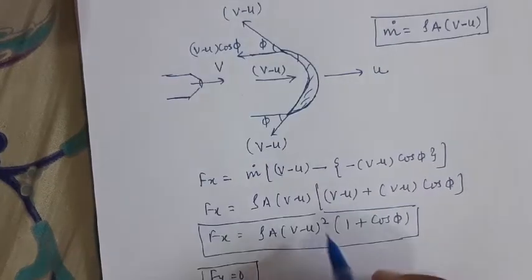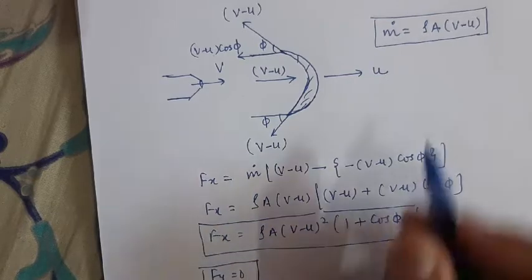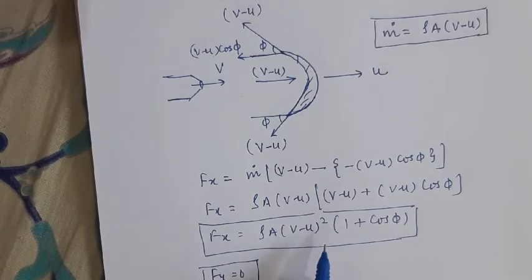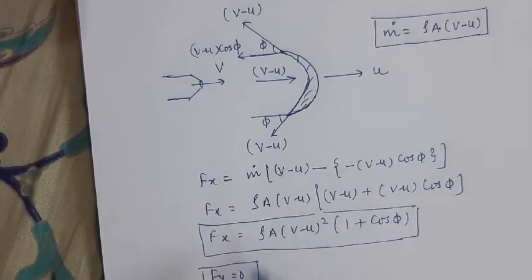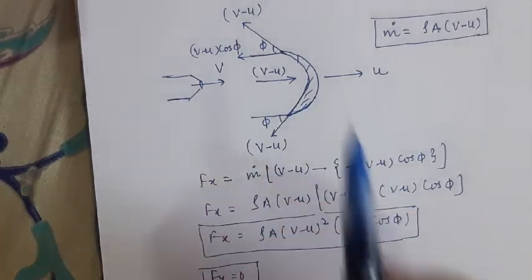Again, you can appreciate the result that the absolute velocity has been replaced by relative velocity when the vane is moving with the speed u. So the idea is that if you are clear with the stationary vane cases, then you can yourself cover all the moving vane cases. Now the case fourth in this category, the most important case.